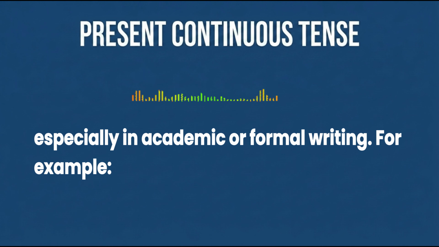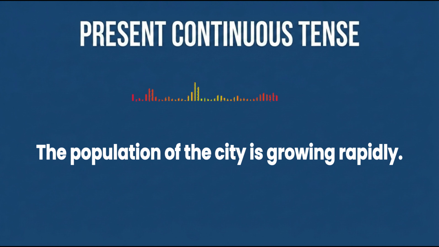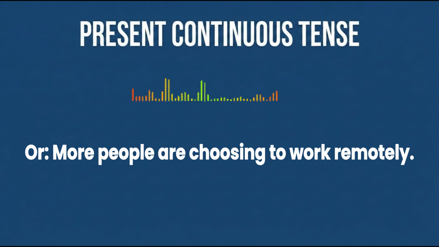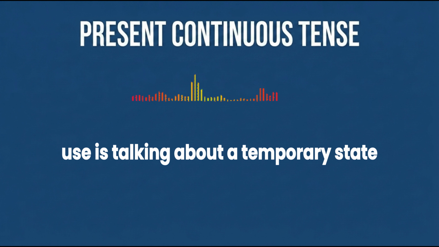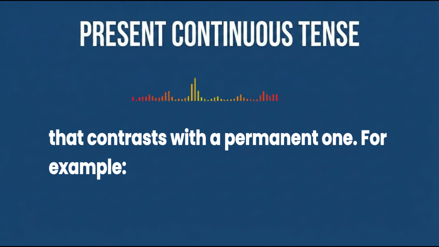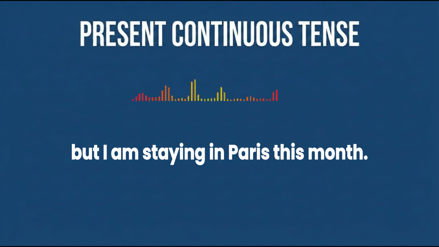For example, the population of the city is growing rapidly, or more people are choosing to work remotely. The third advanced use is talking about a temporary state that contrasts with a permanent one. For example, I usually live in London, but I am staying in Paris this month.